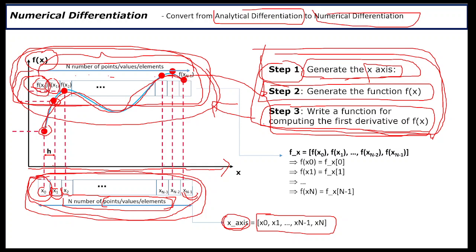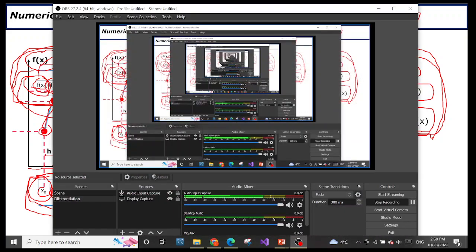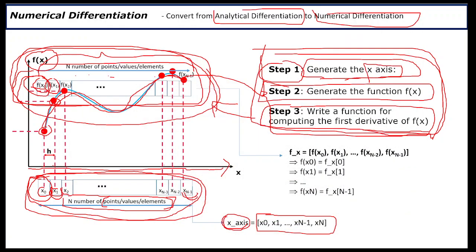Let's go into the code. Because I think the video is already long enough, I want to separate it into 2 videos. In the first video, I just explain the concept and the steps we need to convert from analytical differentiation to numerical differentiation. In the second video, I will show you and explain the code of one of the methods for differentiation. See you.